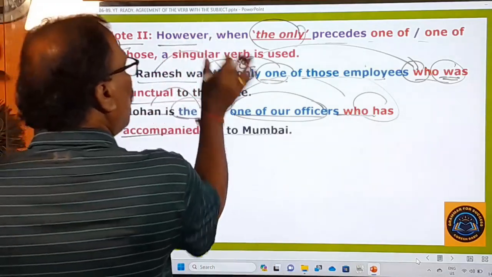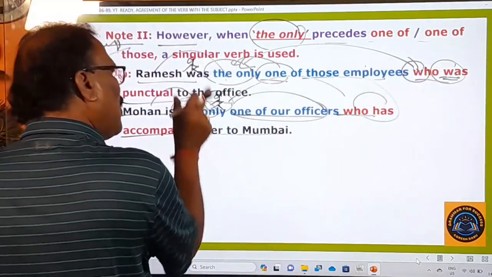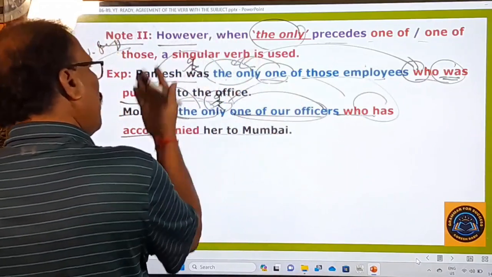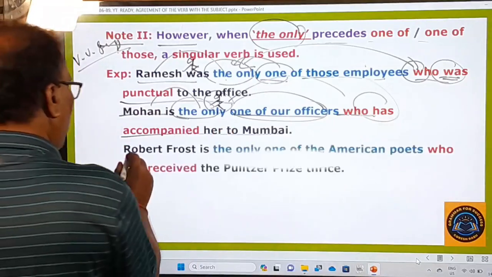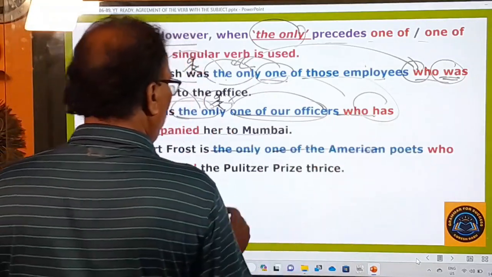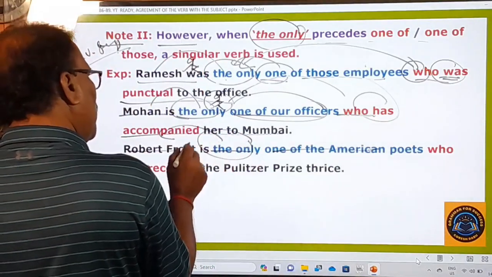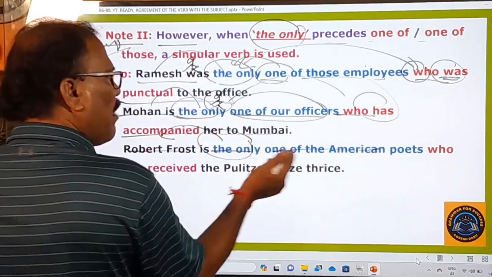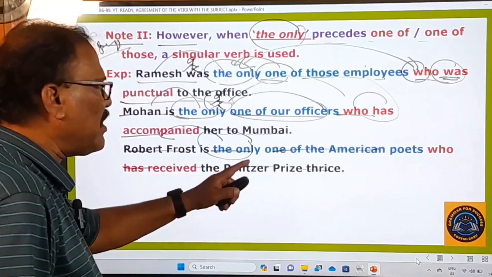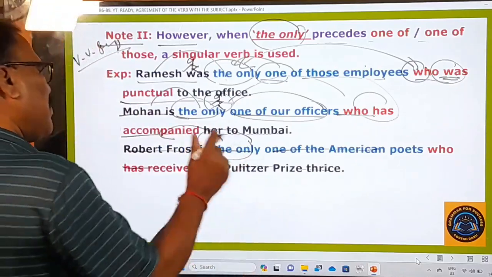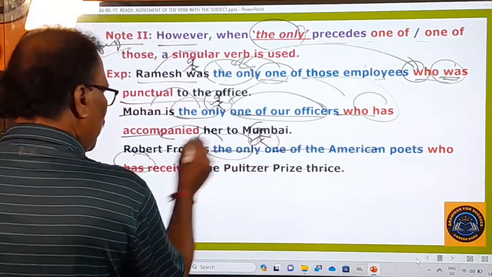Look, Ramesh was the only one. That means only one person. And that's why singular verb. Here also, Mohan is the only one person. There are many officers, but he is the only one person who has accompanied her to Mumbai. Please, Robert Frost is the only one of the American poets. This "only" says this is only the one person, one American poet who has received the Pulitzer Prize thrice. He received the Pulitzer Prize 3 times. So he was the only one person. That's why "who has received", since he is the only person.